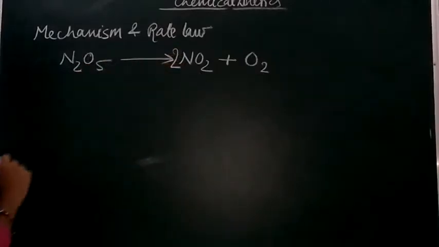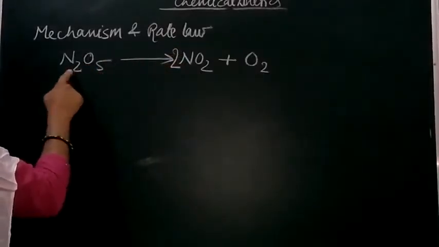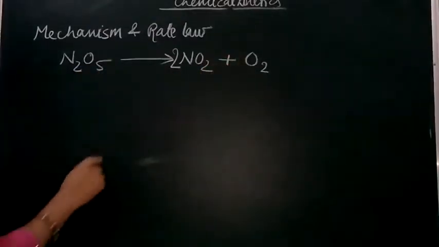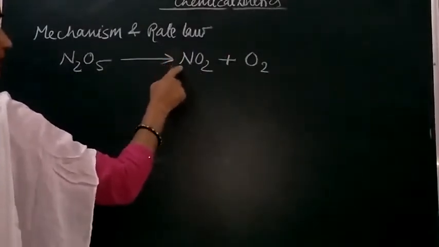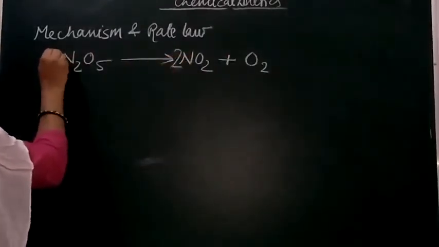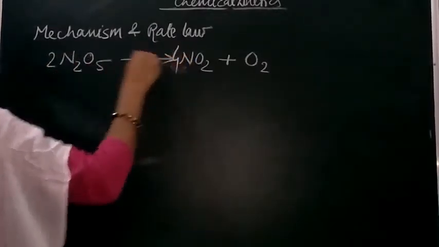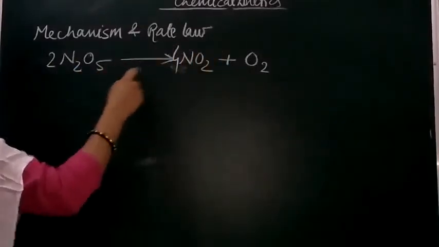So in that case, how many molecules do we have here? It is N2O5, so either you can put a half here. Now this we will do later on when we get it completed, or if you do it in this way, it is 2 N2O5 gives 4 NO2 plus O2.